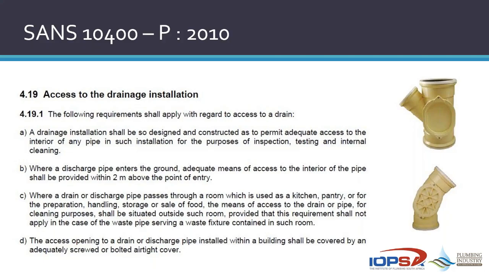A perfect example of that would be a commercial kitchen. There is a standard detail, Figure 3 in 10252 Part 2, that shows you where you're allowed to have junctions and connections into the drain from that kitchen, but at no point are they allowed to be open. The access opening to a drain or discharge pipe installed within a building shall be covered by an adequately screwed or bolted airtight cover, for obvious reasons.